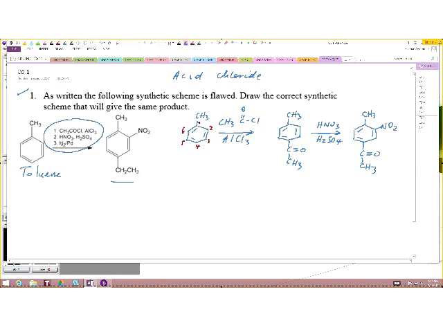Now we have step number 3, hydrogen followed by palladium. What does that do? It converts the carbonyl that is attached to benzene to a CH2. Unfortunately, it also converts the nitro group to an NH2, an amino group. So that is the problem with this synthetic scheme.